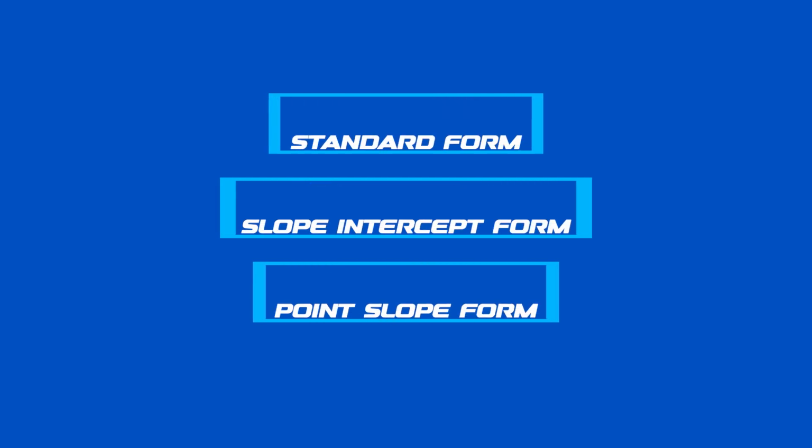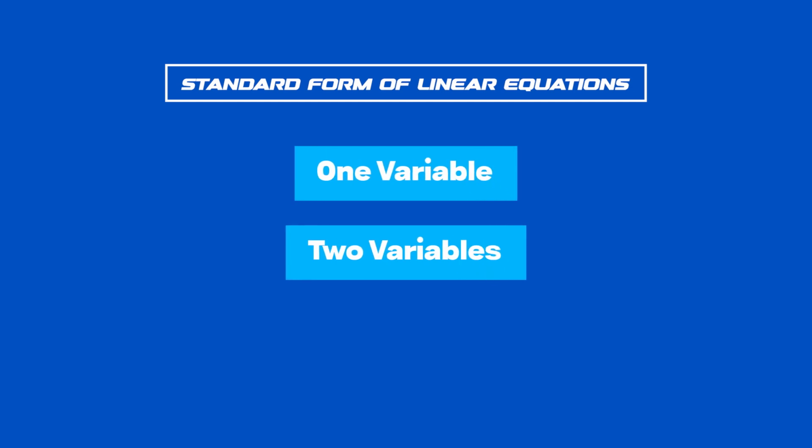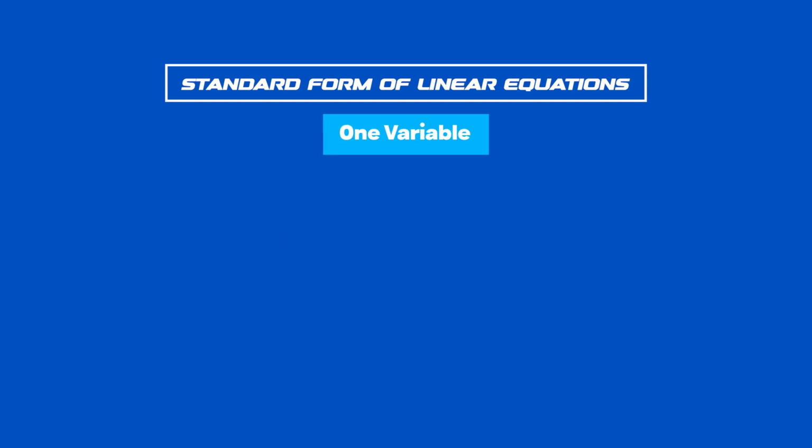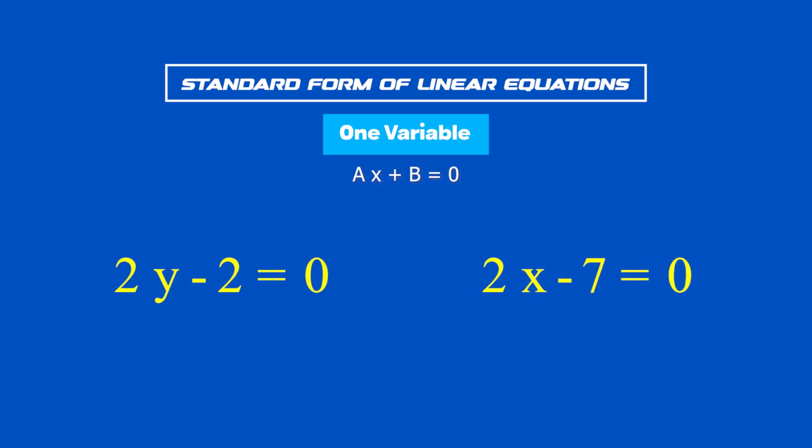Now, let us discuss these three major forms of linear equations in details. Standard form. As previously stated, linear equations can either be in one variable or two variables. The standard form of a linear equation in one variable is represented as ax plus b is equal to 0. These are examples of linear equations in one variable. Only one variable is present in the equations.